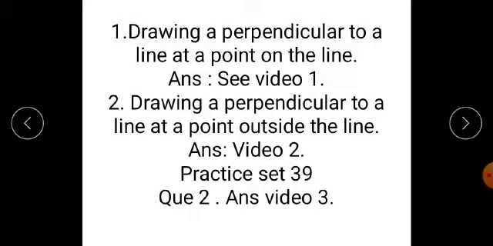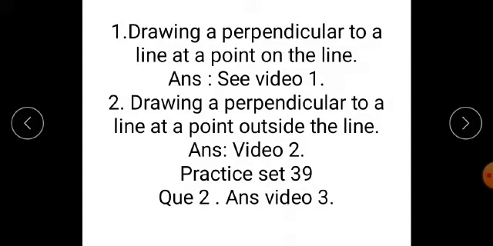Now students, the next type of construction, drawing a perpendicular to a line from a point outside the line. Students, for the first two constructions the point is lying on the given line, but now for the third construction, for the third video, we have to draw a perpendicular to a line from a point which is outside the line. Students, it is possible for us to do this construction by four methods: by folding the paper, by using set square, by using protractor, and by using a compass and a ruler.